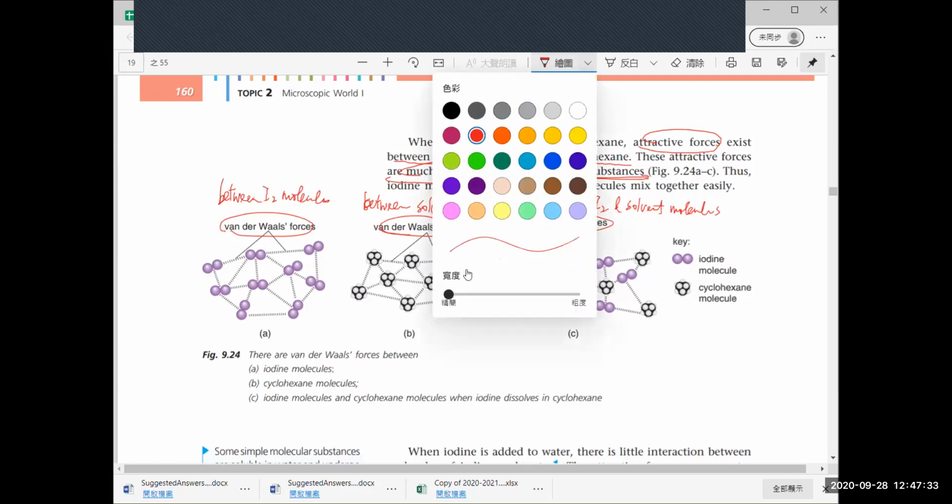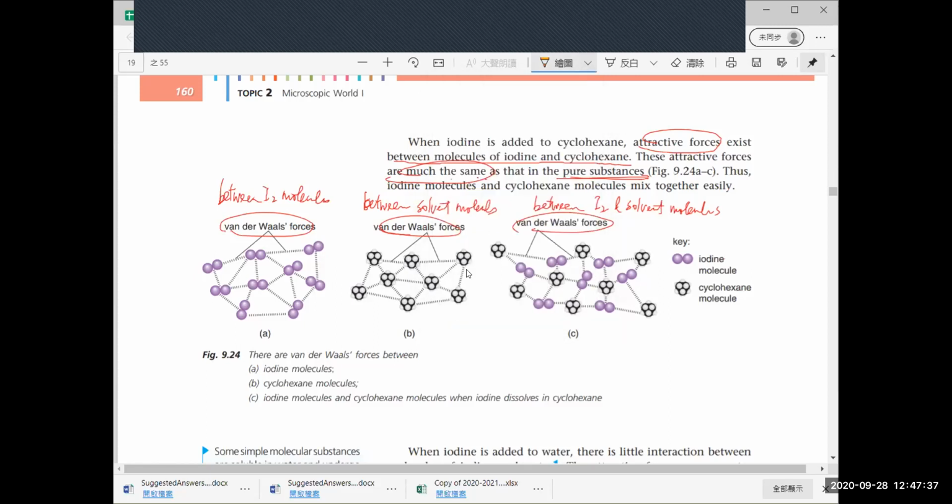So what is the consequence? The consequence is that the iodine molecules and cyclohexane molecules will mix together easily. This is a type of mixing of the solute and solvent to form a solution. Of course, that type of phenomenon, we call soluble. Can you get my point? The forces between them, in the pure substances but also in a solution with solvent and solute in between, are of similar strength. They are similar, so they can mix together.